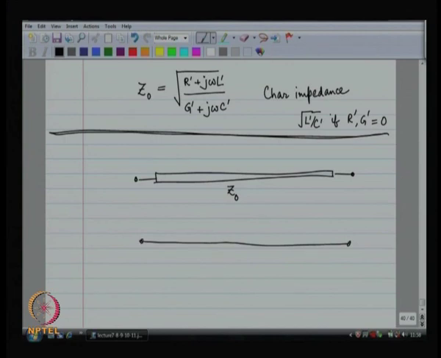So, what is going to happen? I apply, let us say, a step, okay, from 0 to 1 volt. Let us say my source resistance is 50 ohms and let us say Z naught is 200 ohms and let us say my load is 50 ohms, some random numbers, right.